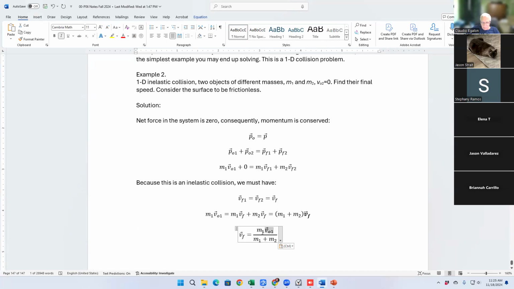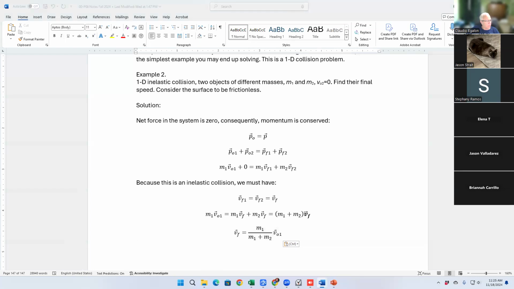You can see, I can even rewrite it in a different way. If you write it like that, you notice that this ratio that you see here is less than 1. If this ratio is less than 1, it means that the final velocity is going to be less than v0 of 1.